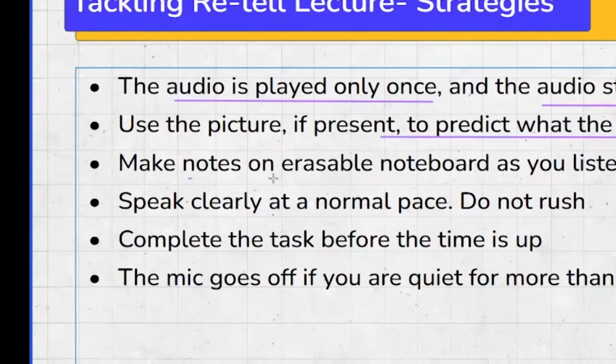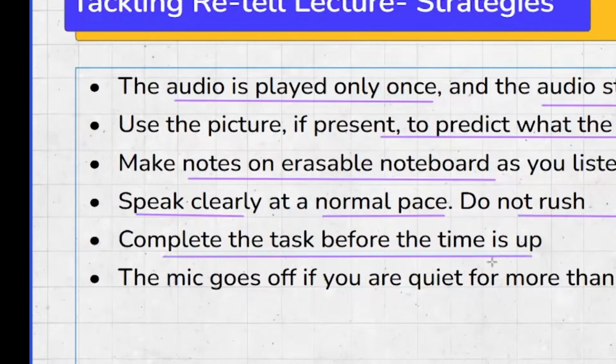Students, make sure that you are taking your notes on the erasable notebook as you listen to the recording, because it is a lecture and you might forget some important things as you are listening. So your notes are going to help you later to put together a response. Speak clearly and at a normal pace. Do not rush. That means you should be neither too fast nor too slow. You should be speaking at a moderate pace.